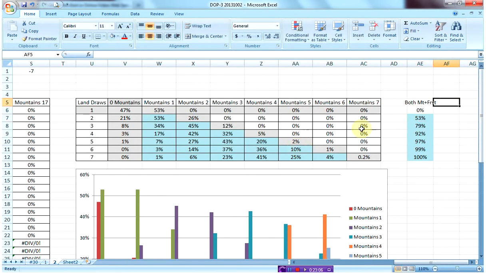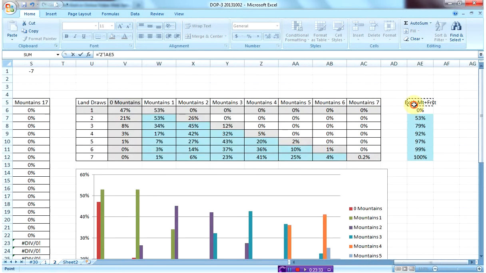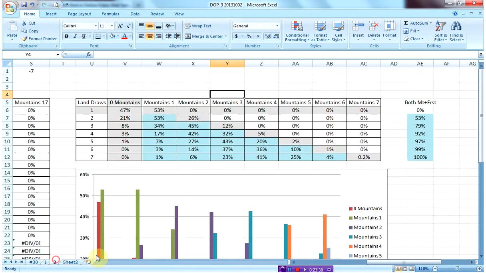That's 0%. We said, right, we can't get to both a mountain and a forest on one land. So how many card draws in do we have to be to get to a mountain and a forest? Well, let's go back over here to our main deck and just reference these cells. Just going to copy the formatting over.